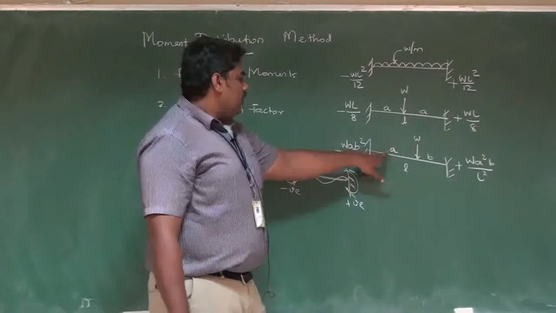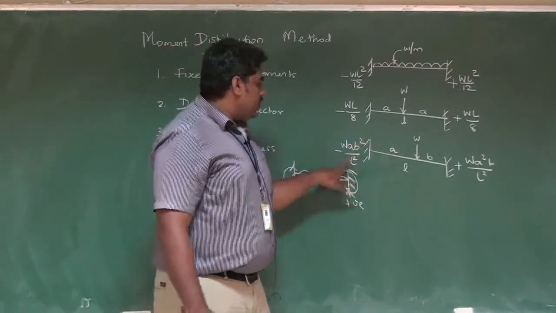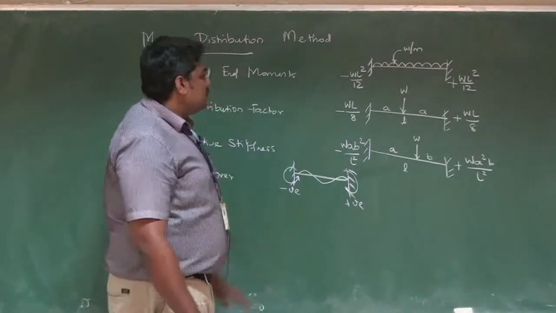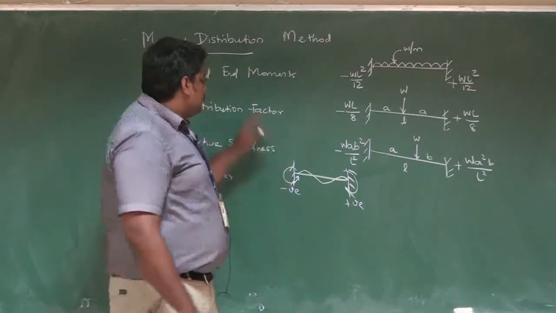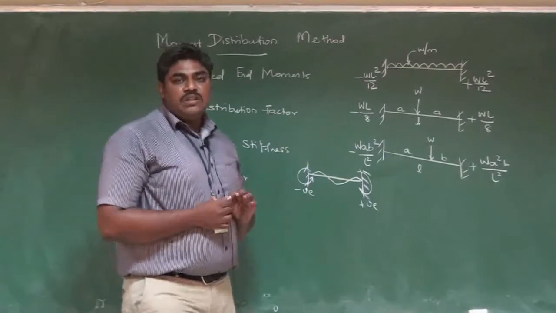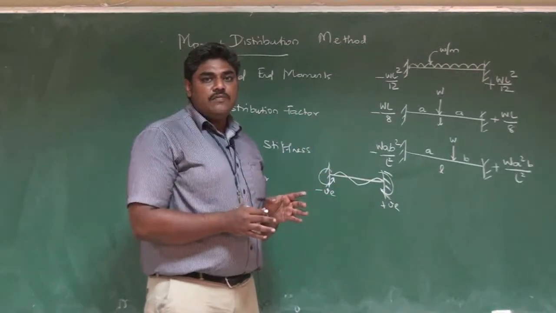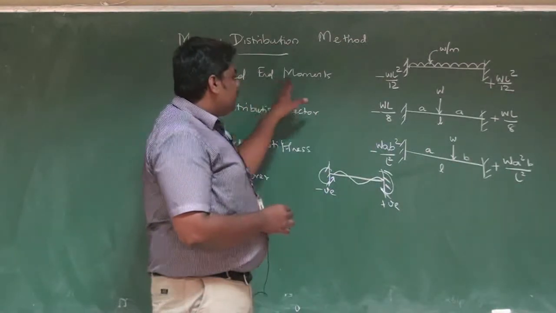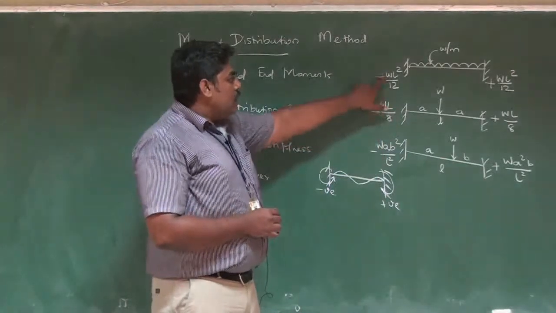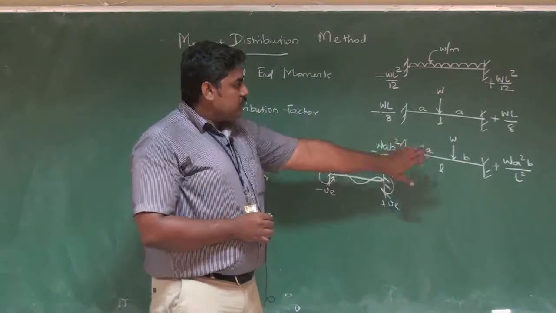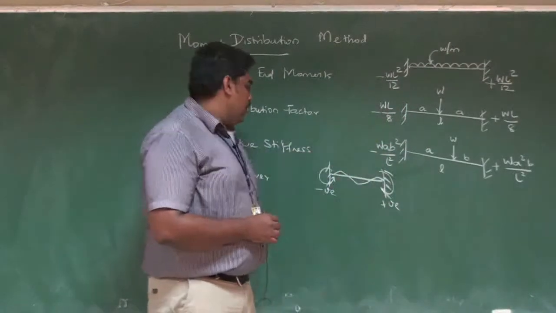WA is left side, B is right side, square divided by L square, right? So these are the fixed end moments which you should know. This is step number 1 in the moment distribution method. Whatever the problem given, you calculate the fixed end moments. Normally 3 loading conditions are given: minus, minus, minus, plus, plus, plus, and you can remember the values, right?